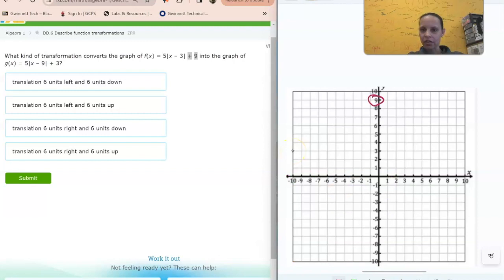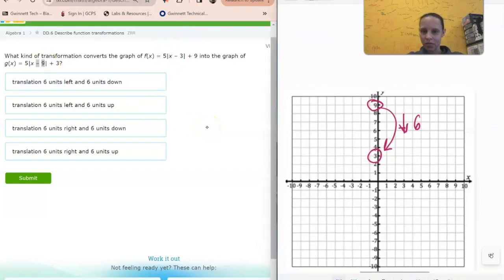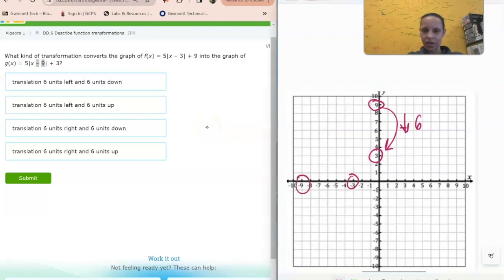On the y-axis, I go from 9 to 3. What do I do? I'm going down 6. And again, you can just count that. So this is down 6. And then on the x-axis, I go from -3 to -9. And what's that? You would think it's left, but remember, x is inside and opposite. So instead of it being left, it's going to be right.